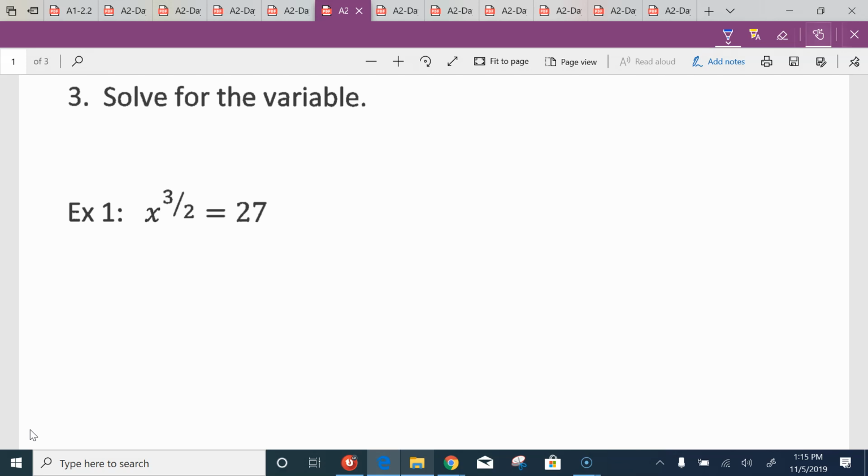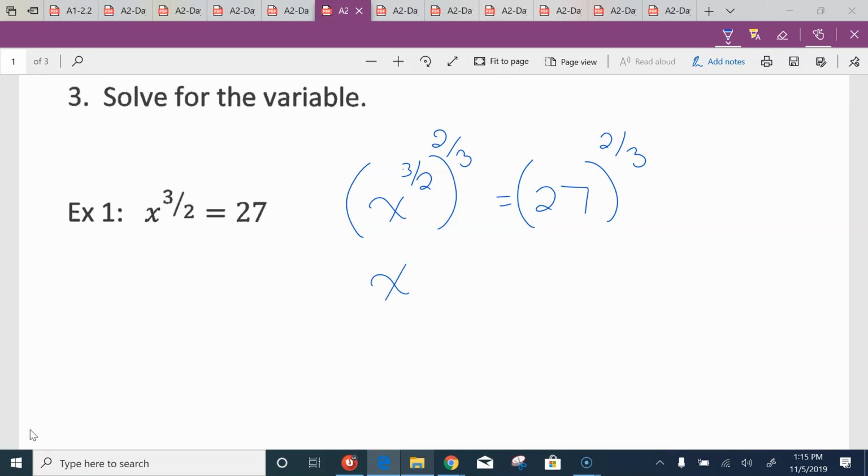Example 1 begins with x to the 3/2 power equals 27. To get the variable x by itself, you have to raise the left side to the reciprocal, which is the exponent flipped upside down. Whatever you do to the left side, you have to do to the right side. So when I do that to the left side, 3/2 and 2/3 cancel out, and I'm left with just my variable by itself. However, over here, I now have 27 to the 2/3, or squared and third root. I rewrote 27 to the 2/3 in radical form.